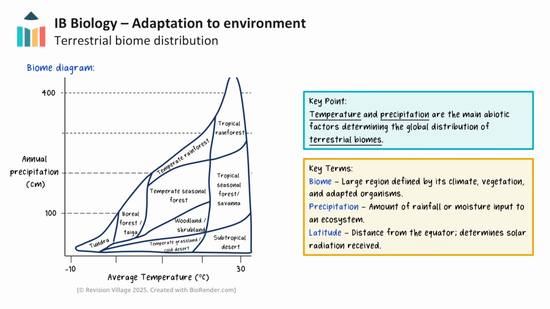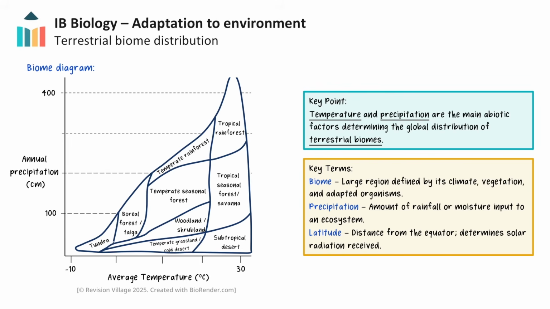Take a look at this biome diagram, showing the relationship between average temperature on the x-axis and annual precipitation on the y-axis. Each biome, such as tropical rainforest, temperate forest, or desert, occupies a specific region on this graph, depending on the climate conditions that support its vegetation and organisms.